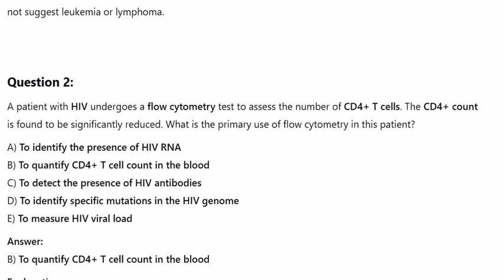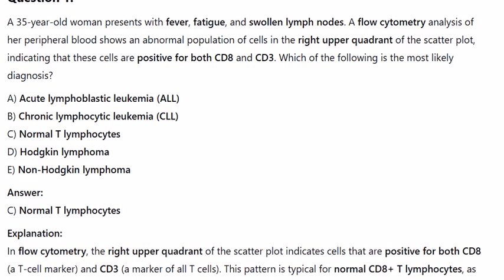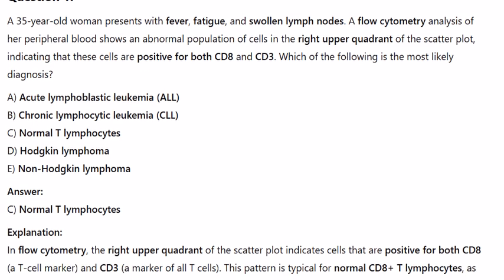Here are 4 high-yield USMLE-style questions focused on flow cytometry, its applications, and the interpretation of results. Question 1. A 35-year-old woman presents with fever, fatigue, and swollen lymph nodes.